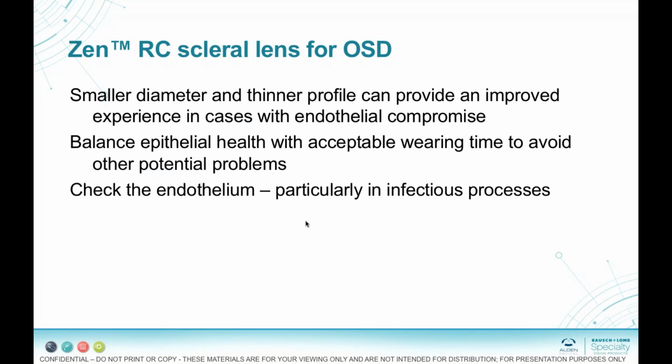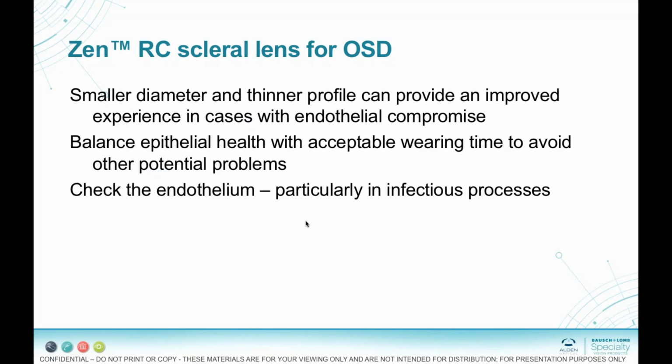A thinner profile can provide more oxygen to the cornea, and specifically in those cases where we've got endothelial compromise. We can't forget that just because a person has anterior surface epithelial disease, they still may have posterior corneal disease at the same time. We want to make sure we balance, again, the epithelial health with acceptable wearing time to avoid other potential problems. And again, my experience in most cases is that most patients with ocular surface dry eye disease do better wearing their lens as much as possible.